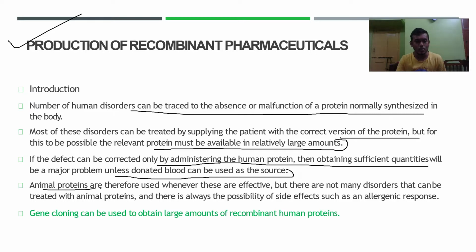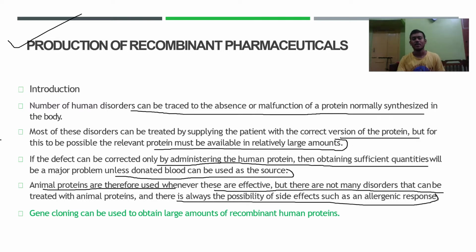Animal proteins are therefore used whenever these are effective, but there are not many disorders that can be treated with animal proteins, and there is always the possibility of side effects such as allergic responses. We can always use animal products to treat ourselves, but there are contaminants that may affect us. There are differences between humans and animals and their products as well, so we cannot use them everywhere.